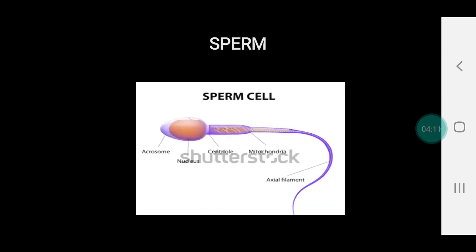So this is the structure of a sperm. It consists of a head, which has the acrosome, and a tail, which is called the axial filament. The nucleus is present, the centriole is present in the sperm, and even mitochondria are also present.